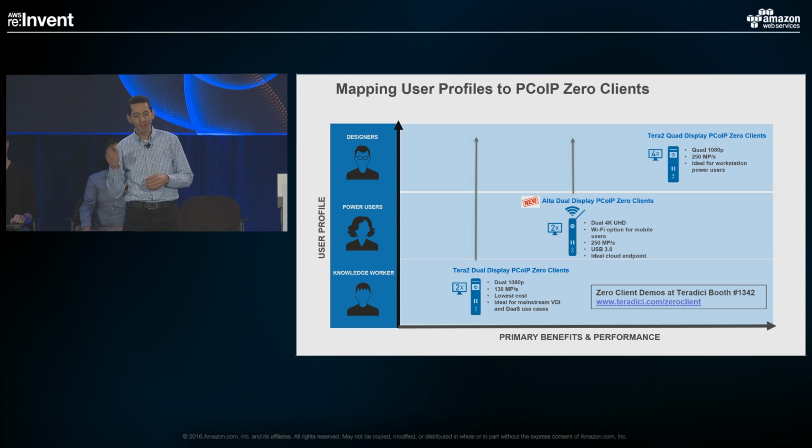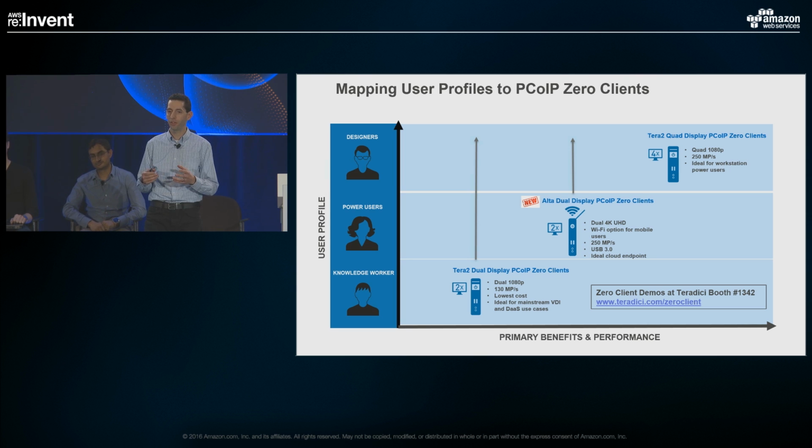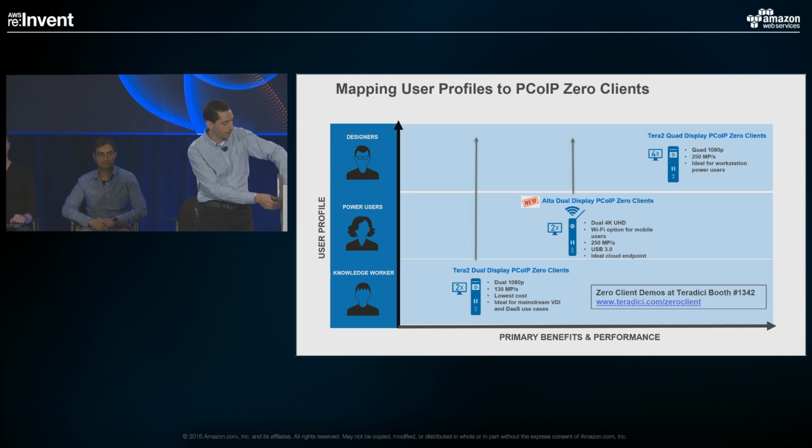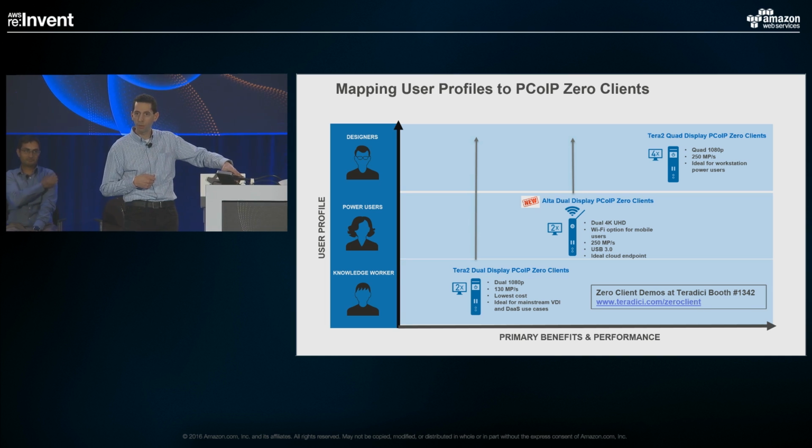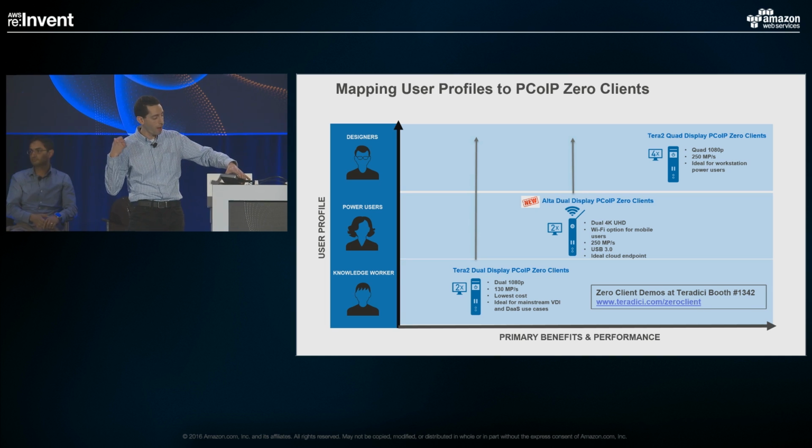So the Terra 2 quad display is the last one that I'll mention, and that is really kind of uniquely positioned for the highest end designer. So if you need 3 or 4 displays, there is a quad display version of the Terra 2 Zero client that has that kind of ultimate capability. I'll show you here just, hopefully I don't kill the demo, but one example of a Zero client that we're using to power this desktop here is a Dell P25.